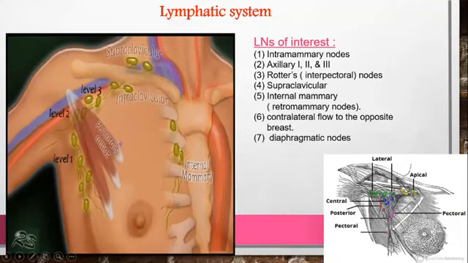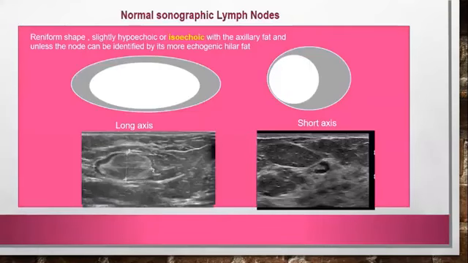Okay. So we know the pathway and the nodes expected to be involved by the disease. We want to know when we say these nodes are involved or not. Starting with the ultrasound, which gives a high sensitivity and specificity over the mammography and the clinical evaluation of lymphadenopathy.